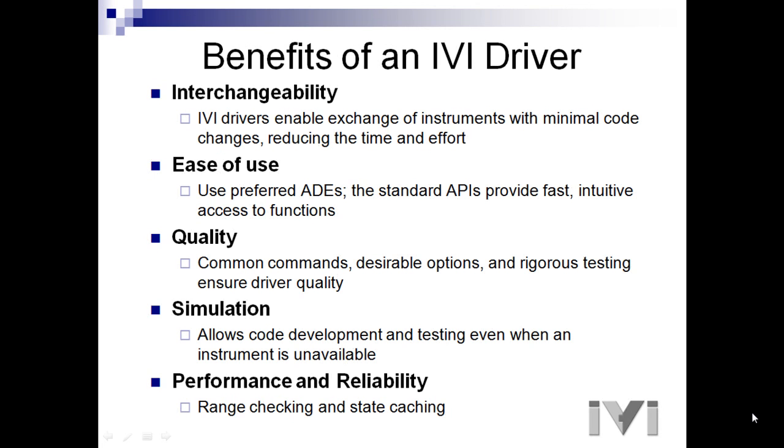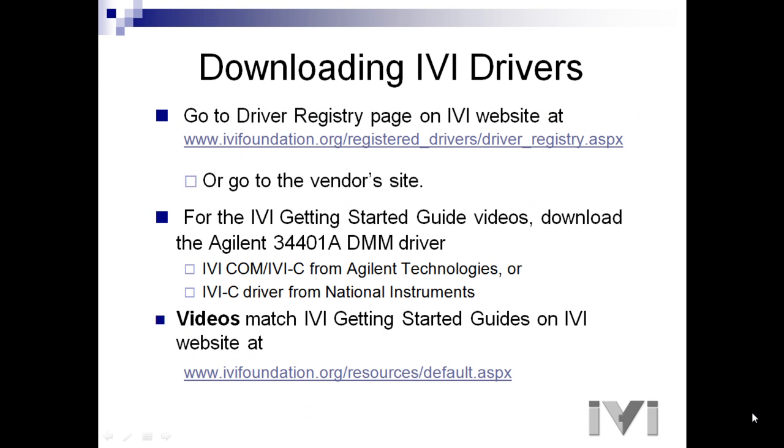Four is simulation. Simulation allows code development and testing even when an instrument is unavailable. We'll be taking advantage of the IVI simulation feature as not all viewers will have this hardware available. Fifth is performance and reliability. Examples of these are capabilities such as range checking and state caching. These are some of the key features of IVI drivers that will cut your program development time.